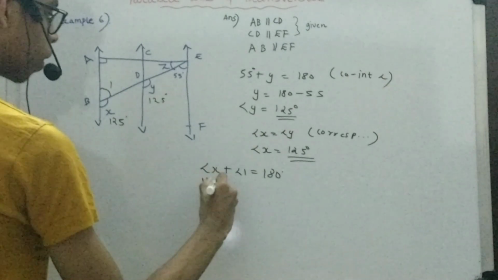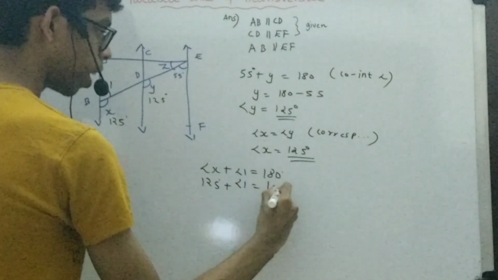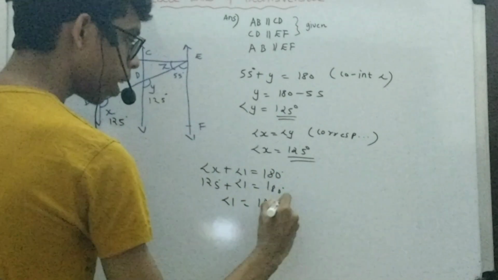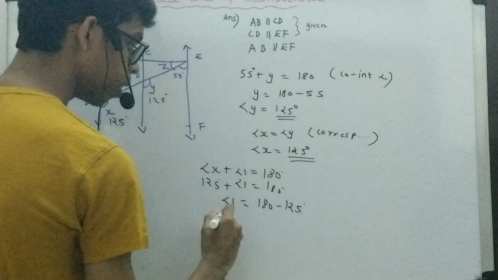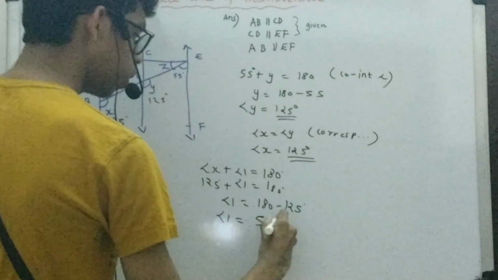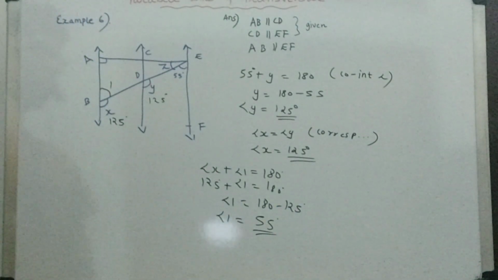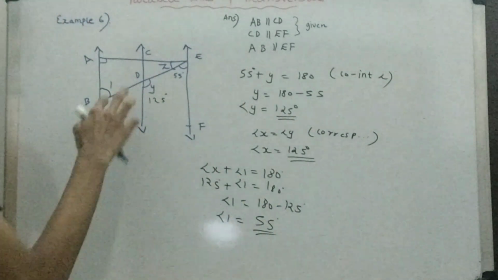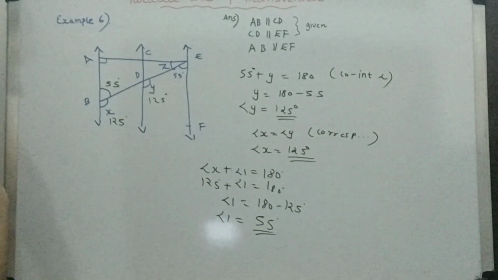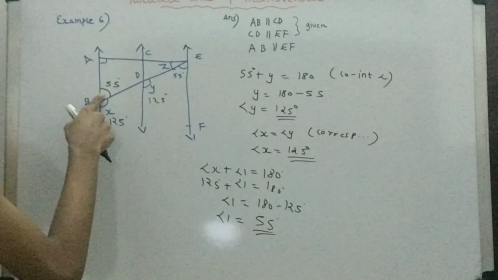Angle x is 125 degrees, and this angle we don't know, is equal to 180 degrees. So from here angle 1 is equal to 180 minus 125 degrees, so you will get angle 1 is equal to 55 degrees. You got angle 1 is equal to 55 degrees, which means this angle is also equal to 55 degrees.